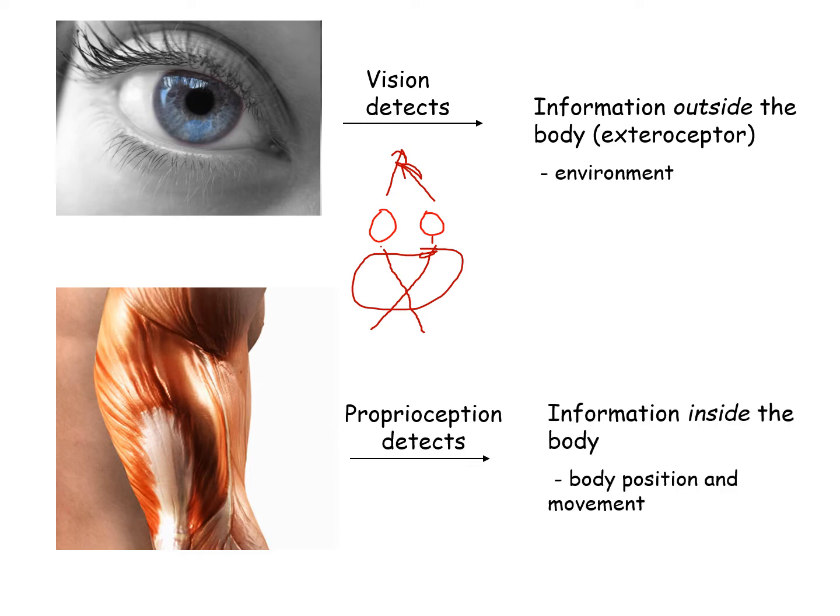Then we have our proprioceptors. Okay, our proprioception. This detects information inside the body and the body's position and movement. So this is why you can close your eyes and touch your nose. You can put your head back and touch your nose. This is one of the things that, if people that are driving drunk get pulled over, this is one of the tests the police might make them do. We're looking at whether their proprioception is impaired because they drank too much.